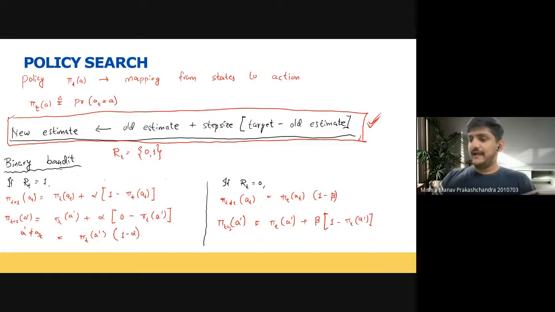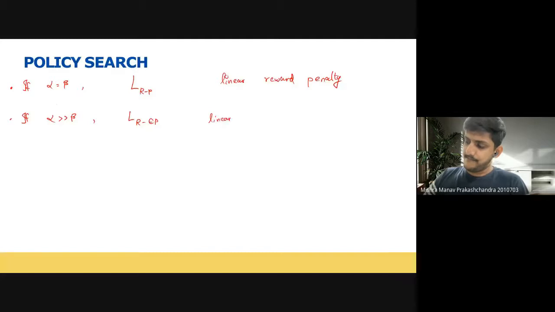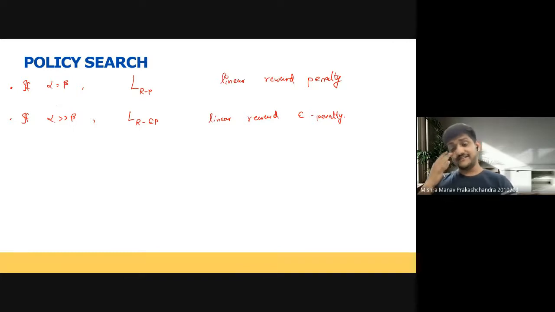And if alpha is much greater than beta, then you have something known as LR epsilon P, linear reward epsilon penalty. If I take the correct action, I give it the same reward as in the earlier case. But if I select the wrong action, I don't penalize it by a large amount, only by some epsilon amount, so that next time I'm more cautious and don't repeat the mistake.